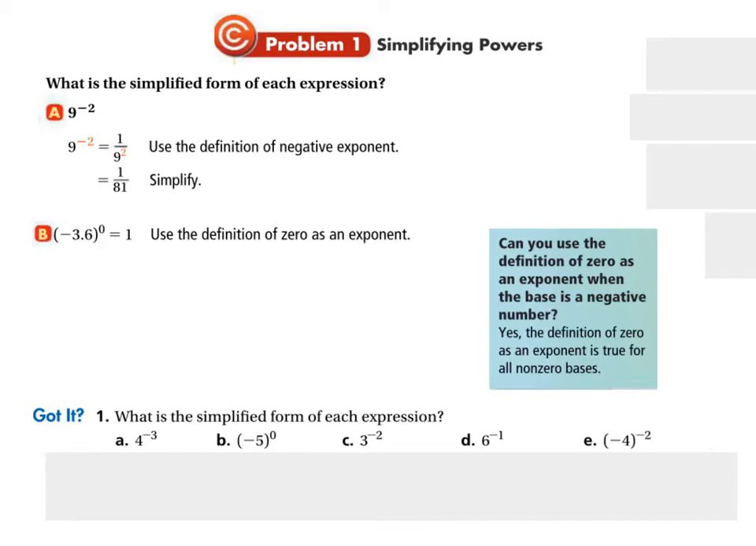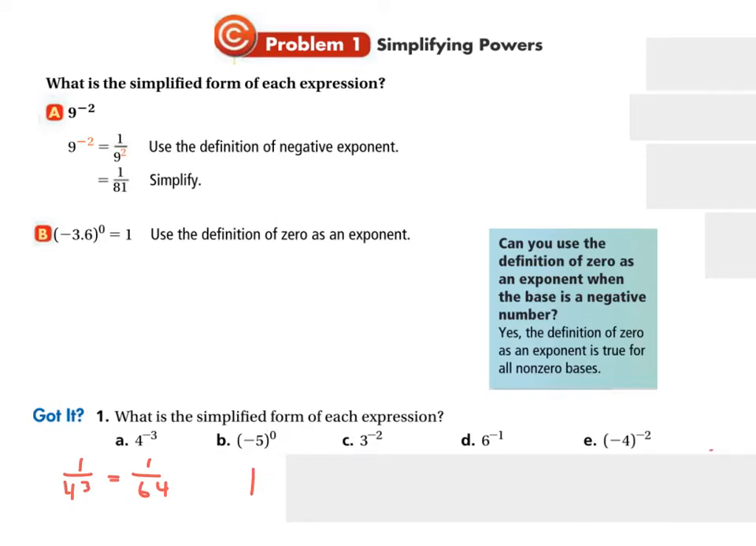Okay, so we're back. 4 to the negative third. The negative tells us to put it on the bottom as 4 to the third, so 1 over 4 to the third, and 4 to the third is 4 times 4 times 4, or 64, so 1 over 64. Okay, B, negative 5 to the 0 power. Any non-zero base raised to the 0 power equals 1, so it just equals 1.